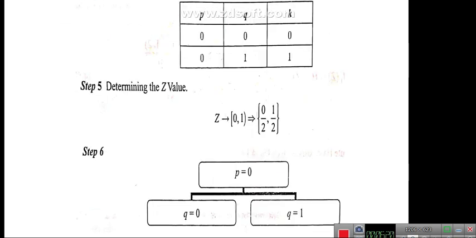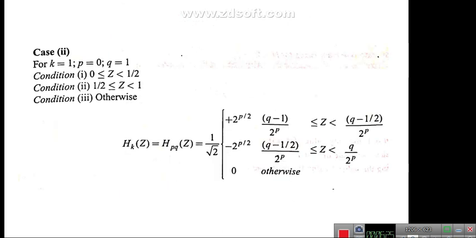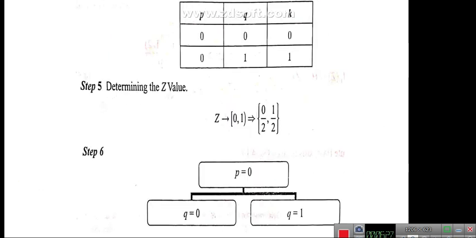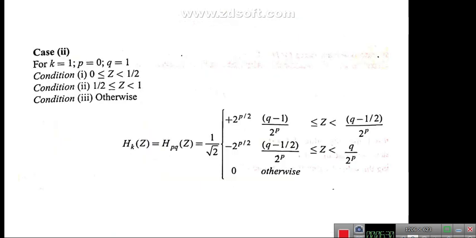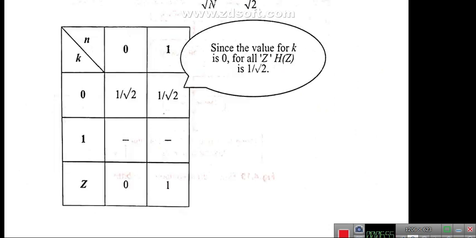Then, one more thing, k value is 1. Okay. So here k is 1 means the corresponding p and q combination is p 0 and q 1. So here k equal to 1, p 0 and q 1. So just apply the p value and q value in this formula. Then what is the corresponding magnitude? 2 power p by 2, so 2 power 0 is 1. So here plus 1 and here minus 1. Then the outside coefficient is 1 by root 2. So just substitute, here 0 and 1.